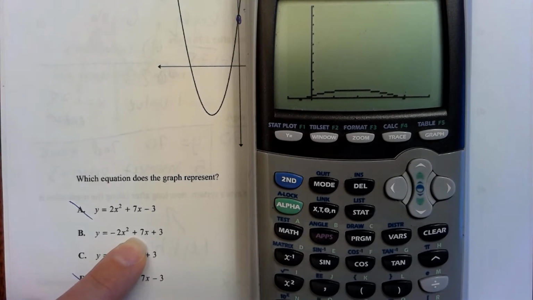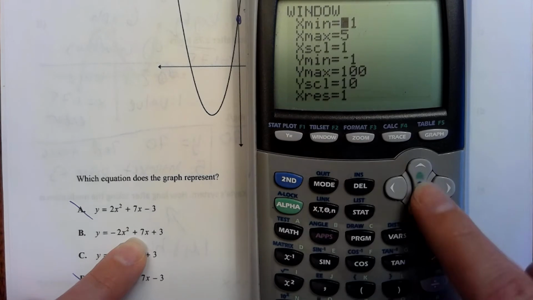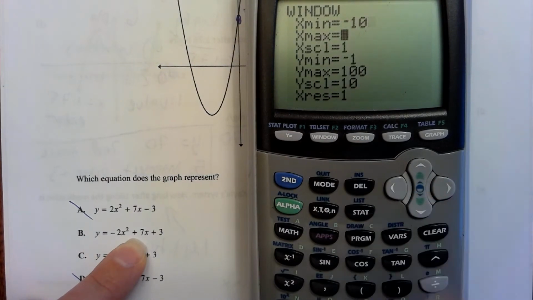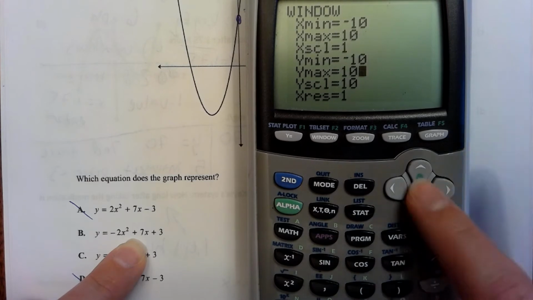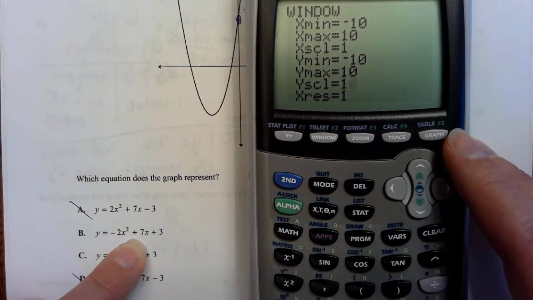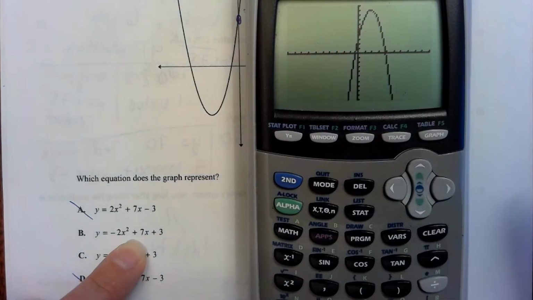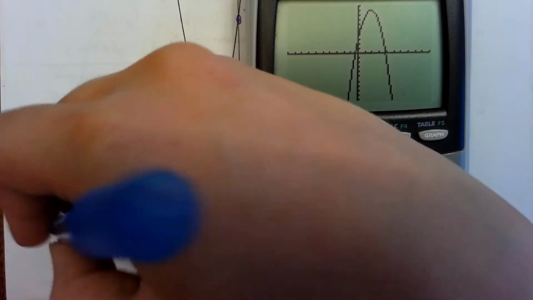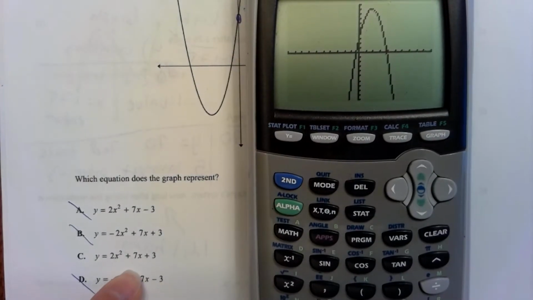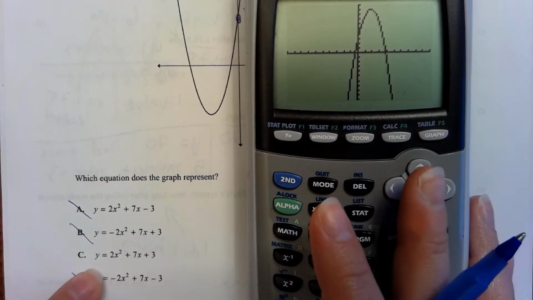I graphed it just with the windows that I had, which don't really make a ton of sense right now, so I'm just going to change my window settings a bit. I'm going to go to my go-to window settings, which is -10 to 10. It usually works out pretty good for me. Hit graph, and there's my graph. Does this match that? No, it doesn't. So I'm going to say B is not it. I could certainly double check C, but I'm thinking it's going to be C.